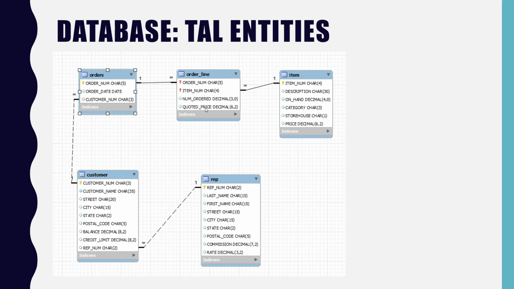Question? So when you have a many-to-many relationship, do you have to have a bridge table? If you want to be a proper relational database, if you have a many-to-many relationship, you do need this bridge table.